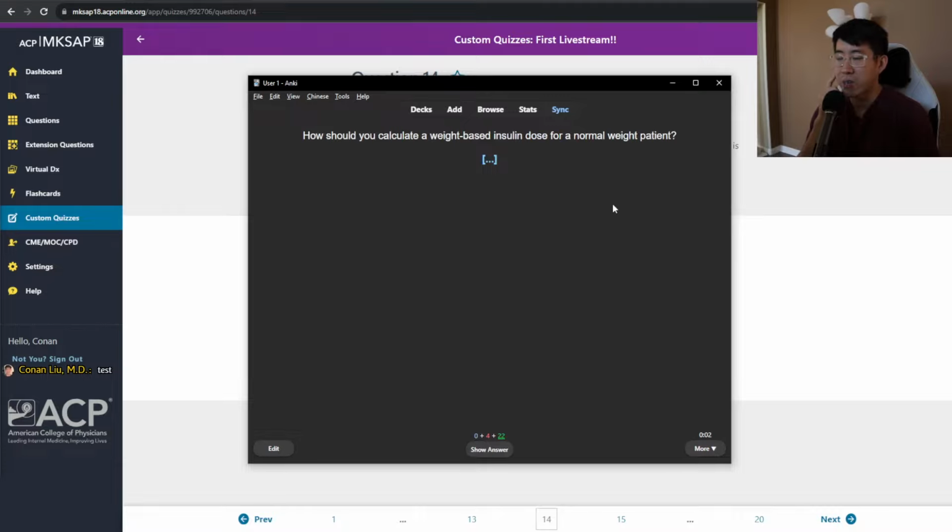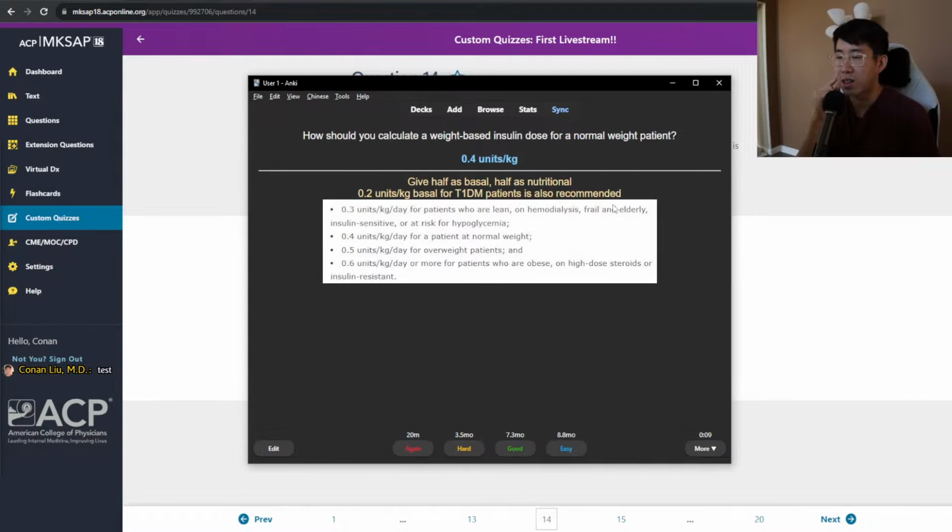How should you calculate weight-based insulin dose for a normal weight patient? That's 0.4 units per kilogram. But then it depends on if they're frail or overweight, then you do a higher dosing.